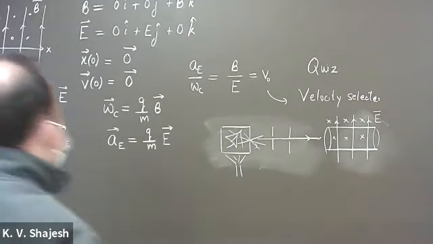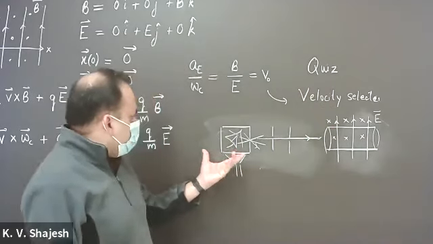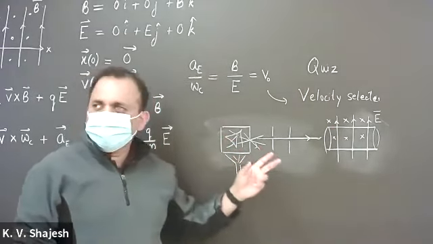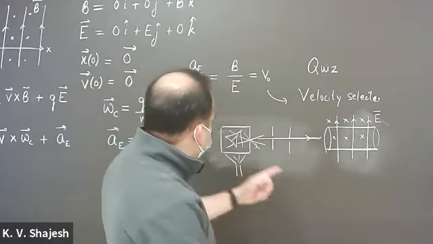Okay, let me try to repeat. So I was talking about the velocity selector. Typically, in an experiment, you have charges, you collect them in a small box and heat them up, and they all come out with random velocities.